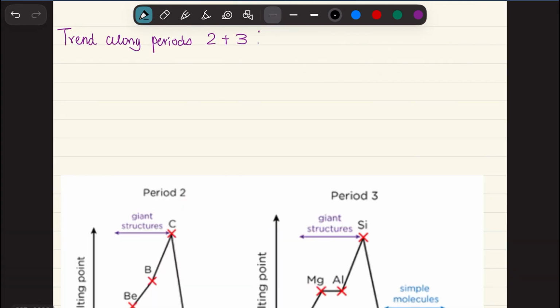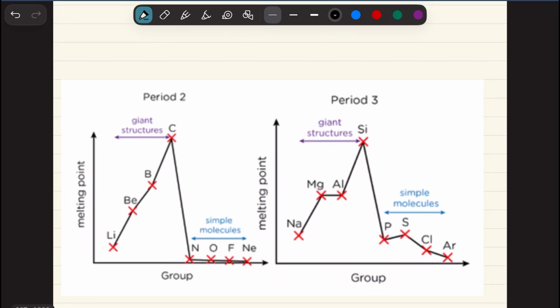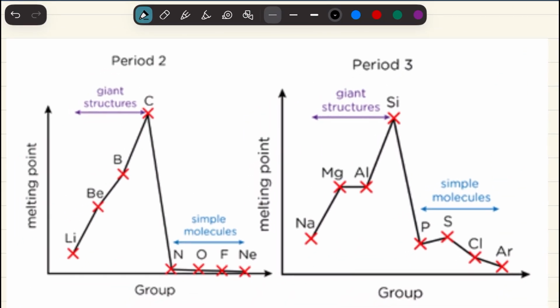Something important to mention is about the trend along the period. So period 2 and period 3. You can see at the start, up until group 4, we've got our giant structures, yeah? Giant metallic lattices, giant covalent lattices, yeah? Know that. Cool. Giant structures, obviously more bonding or more strong bonds, so we need more energy to overcome. Then after this, we have the simple molecules. Really, really easy. And I wouldn't necessarily take this diagram as gospel, but this is the kind of trend you expect to see, that it starts going up until you hit period 4. Group 4, and then it comes down.